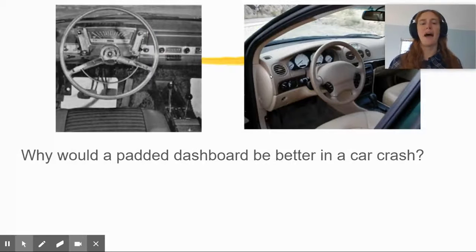So why would a padded dashboard be better in a car crash? Go ahead and pause this, think about it, and then resume.